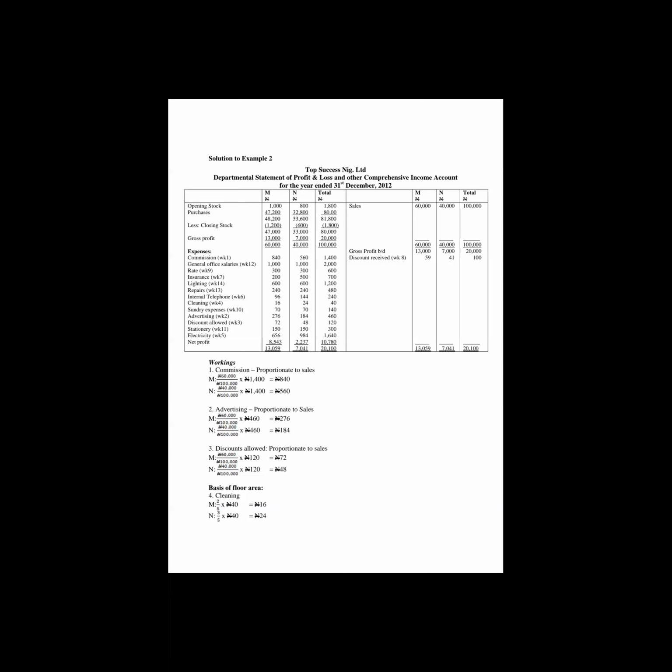If you now subtract it from the total of the other side, 13,059, what do you get? You have 8,543. Sorry, it's supposed to be 4514. So you have 8,543. That means we are correct.